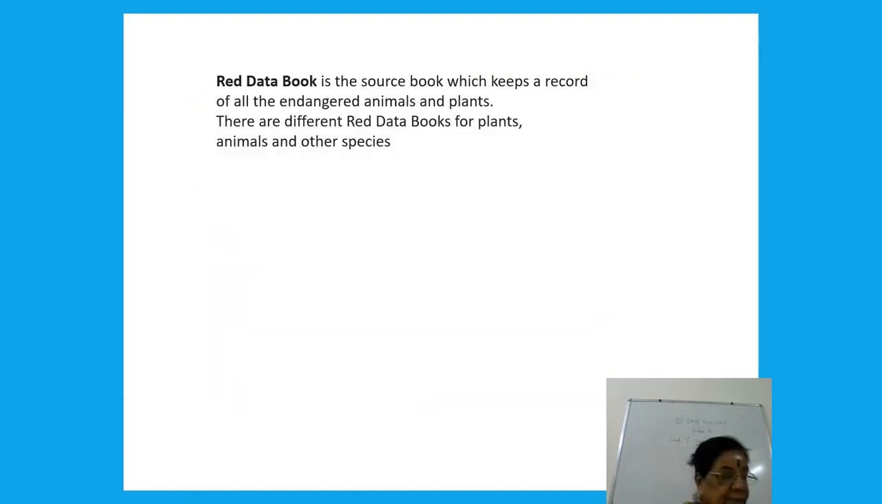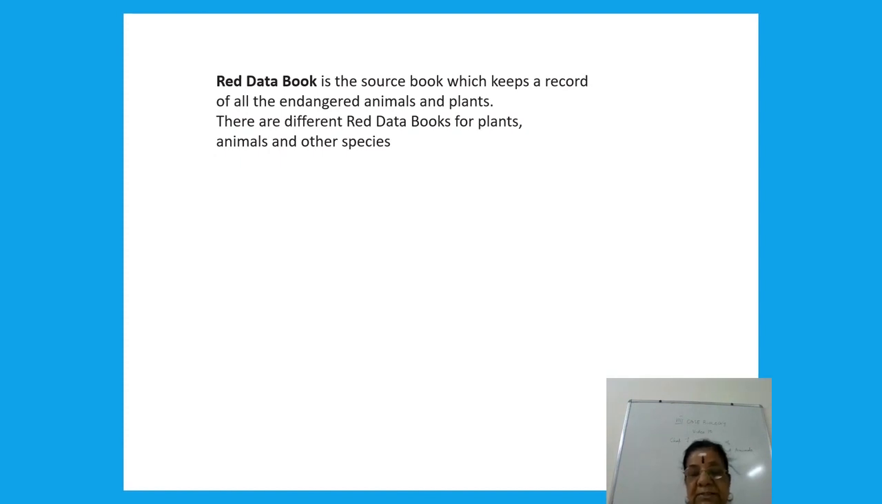The next one, red data book. Red data book is the source book which keeps a record of all endangered animals and plants. நம்ம இதுக்கு முன்னாடி படிச்சோம்ல endangered animals, endangered species which are going to become extinct or which are already extinct. They are maintained with their names and the numbers, their population and about their life history. It is maintained in a book that is called red data book.